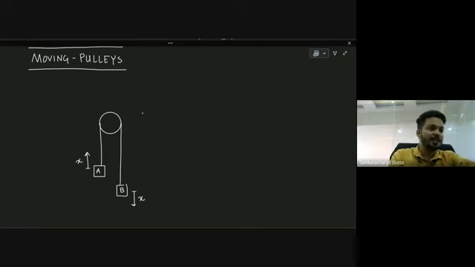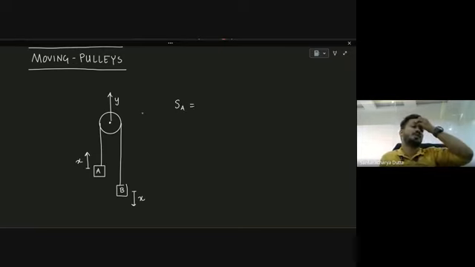Now the question in moving pulleys is, what if the pulley itself goes up by a distance of Y? So what will be the net displacement of A? Guys, please type it in the chat. What will be the net displacement of A?